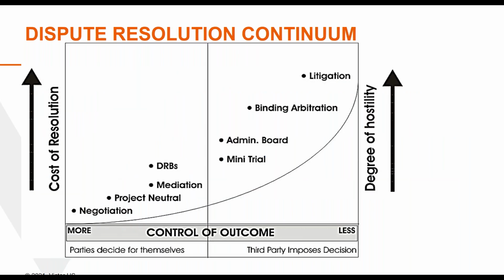So just briefly, a chart to look at how these things work out. The cost of resolution when you go from negotiation to litigation goes up. What we found also is that the degree of hostility, as shown on the right, goes up. If you can settle things during negotiation and mediation, that's an important feature for maintaining a relationship.